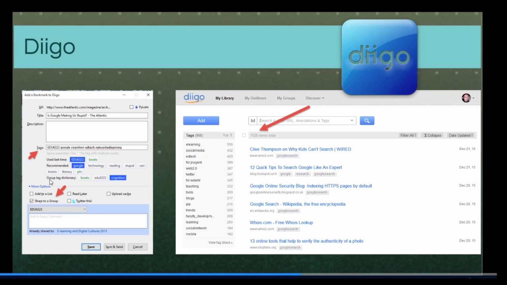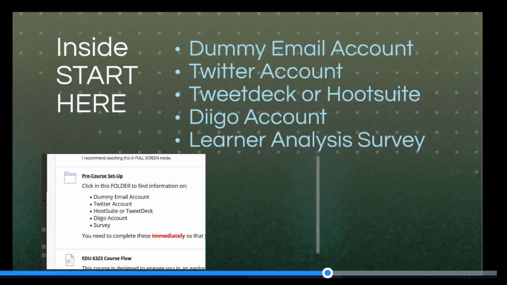But I also went down and clicked the box under More Options to share to a group, and I shared it to the group EDU6323. This is a group we'll use over a 4-week period to collaboratively collect resources around certain topics and share them with each other. And you will use these shared articles in one of your papers. So a mix of tools inside and outside of Blackboard. And there are other tools we'll look at as we specifically look at technology for learning.